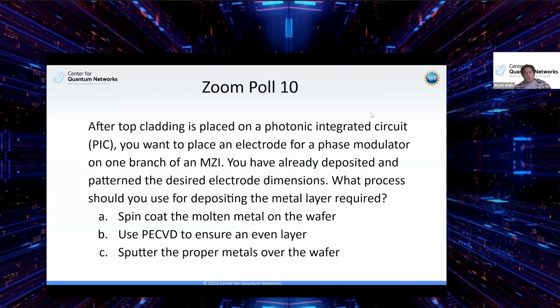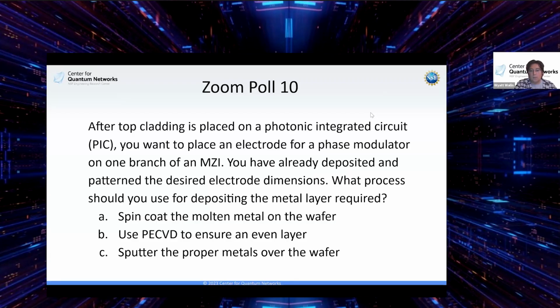So poll question 10. After we place a top cladding, and it's placed on top of a PIC, you want to place an electrode for a phase modulator on one branch of the MZI, kind of like what we saw before. You've already deposited the photoresist for all that, so you already have the pattern on there. You just need to put the material on it. And you have it in the desired dimensions, right?